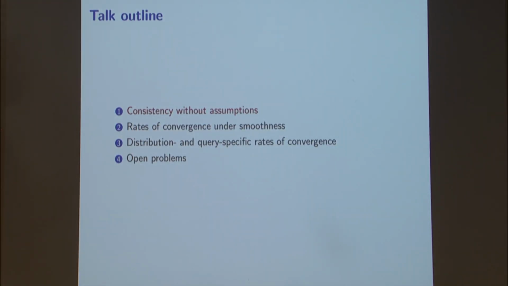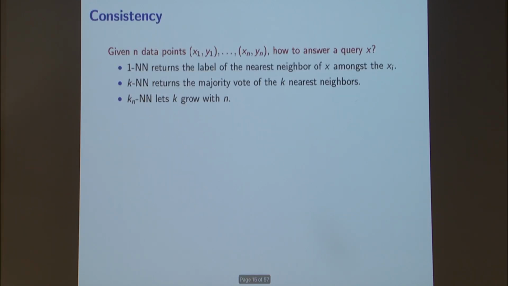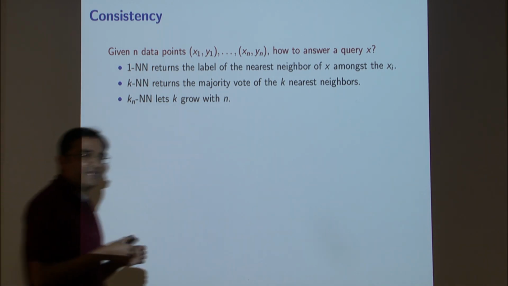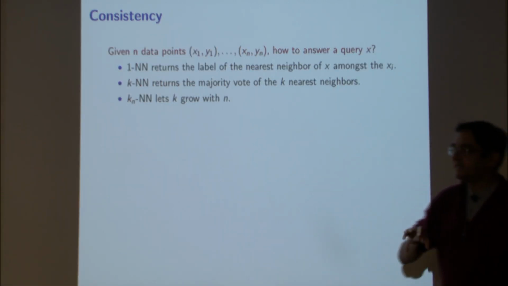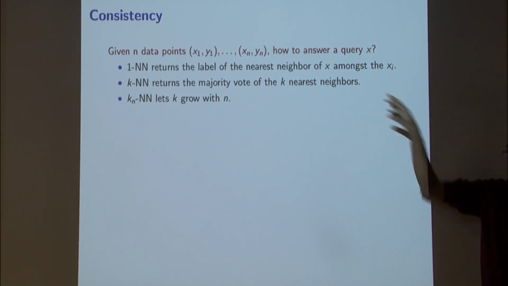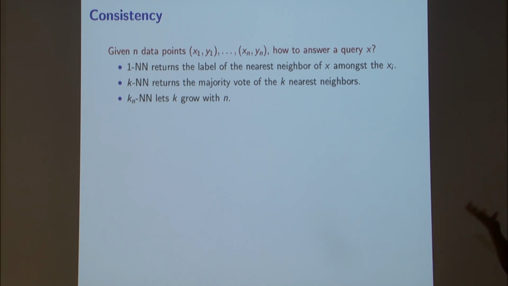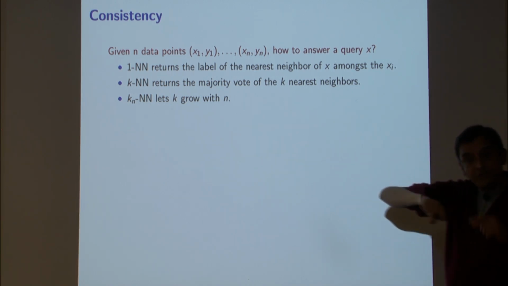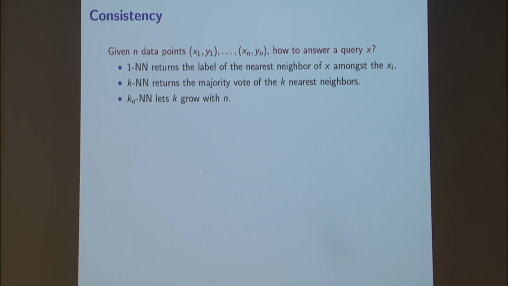So let me start with consistency. And again, just please stop me at any time if things are confusing. OK, so the most basic type of result, consistency. And before we answer this, we have to get to the question of how many neighbors do we take. And usually, there are three things that are distinguished. One nearest neighbor, where you just look for the very closest. Or k nearest neighbor, where you look for the k closest, like 3 or 5, and you just take the majority vote over their labels. Or a third situation, where you do the k nearest neighbors, but you let k grow with n.